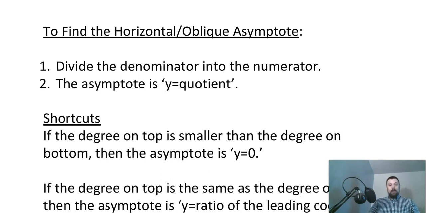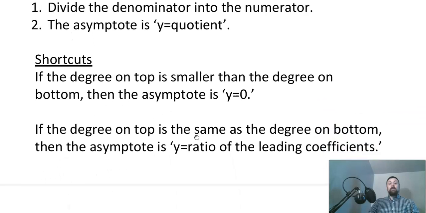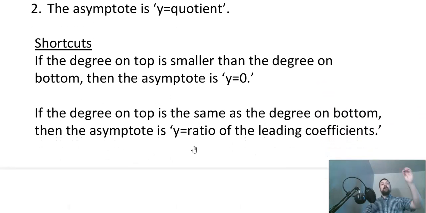So that's one shortcut. The other shortcut is if the degrees are the same. If the degree in the numerator is the same as the degree in the denominator, then the asymptote you will get of this type is y equals the ratio of the leading coefficients of those two polynomials. You'll take the leading coefficient on top divided by the leading coefficient on the bottom. Y equals that ratio. That'll be the asymptote. So that's another shortcut you could take. There is no shortcut if the degree on top is bigger than the degree on the bottom. In that case, you just have to divide.